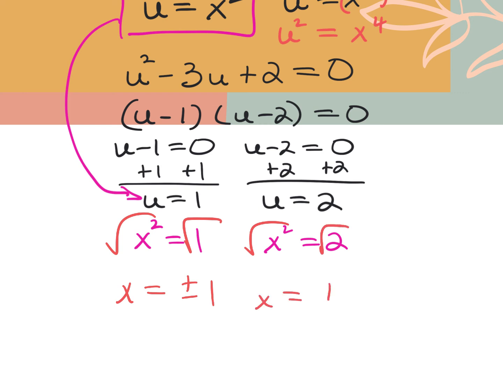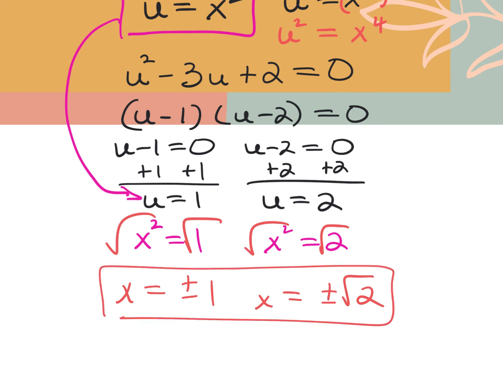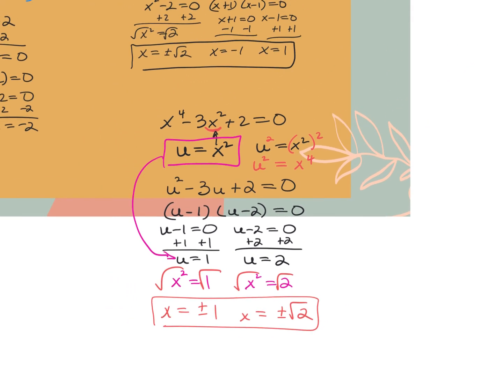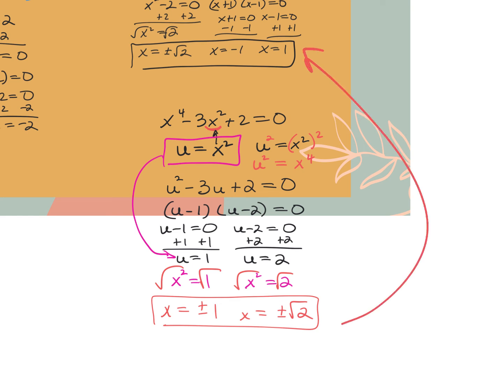X is equal to plus and minus root 2. Same answers I got when I did it, factoring it up this way. Now, when it's simple like this, you can do it the other way. It's when we're going to get fractions and radicals where you're going to want to use the U-substitution.